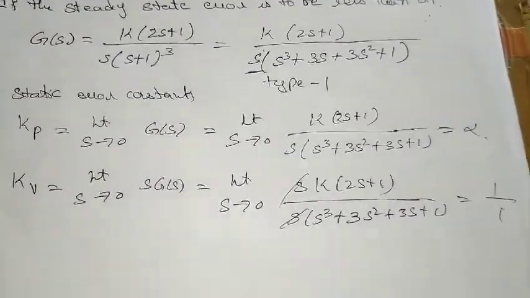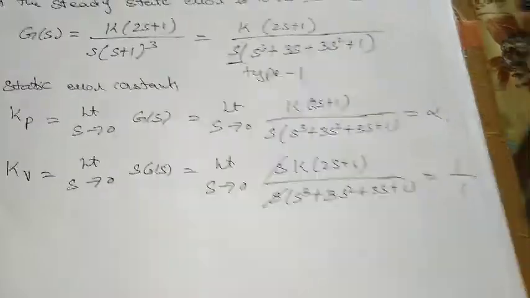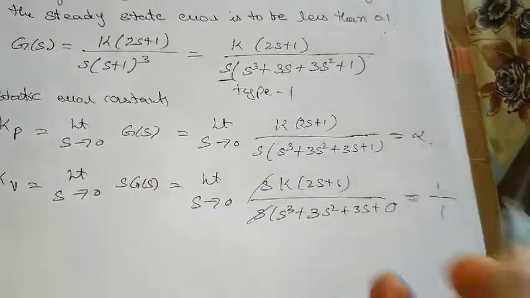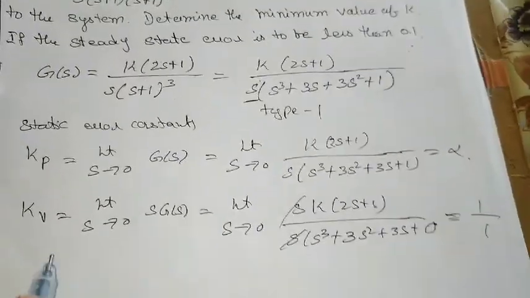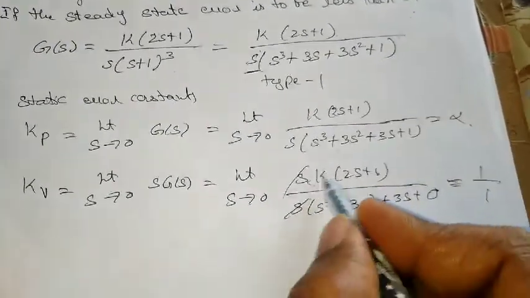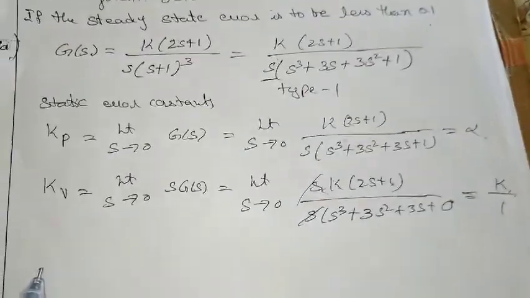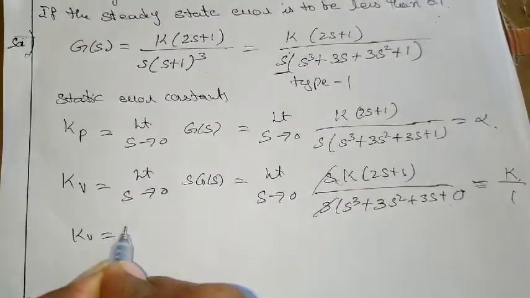So here I'll get only 1, Kv is 1 I'll get. So Kv 1, here k is there, so here I'll get k. So Kv is equals to k.